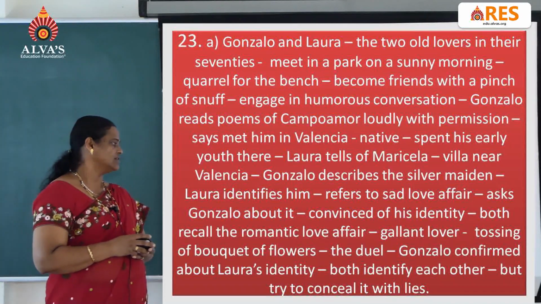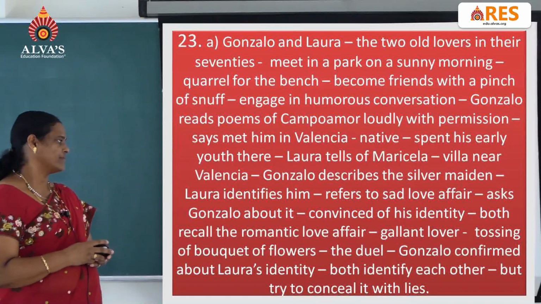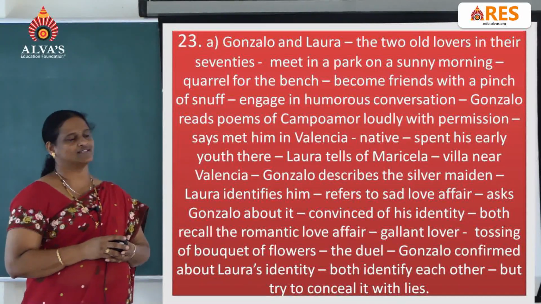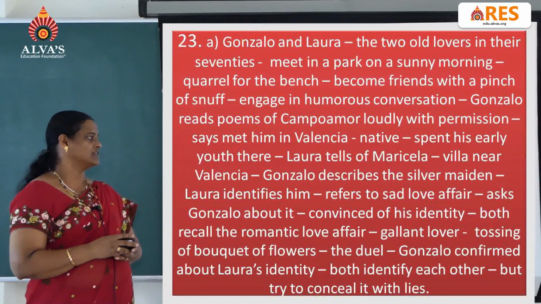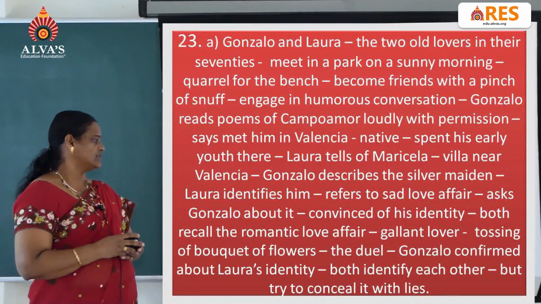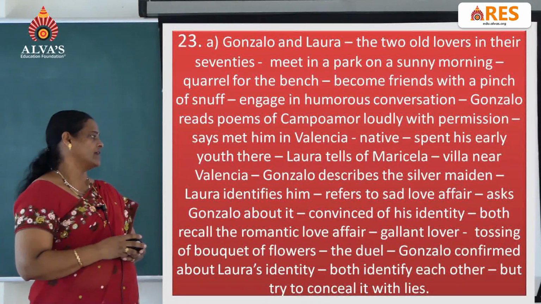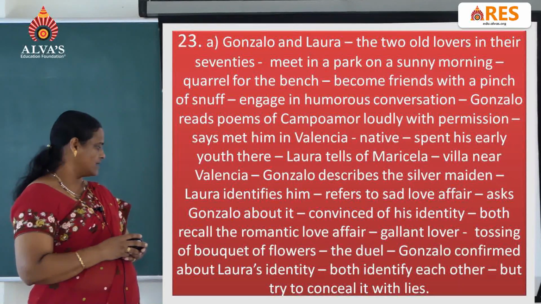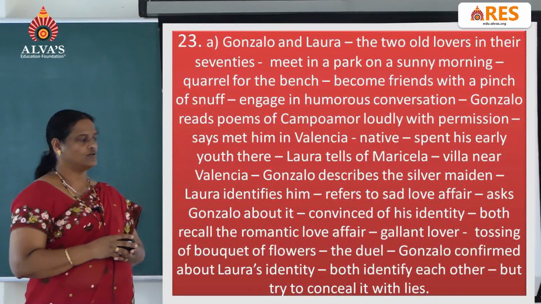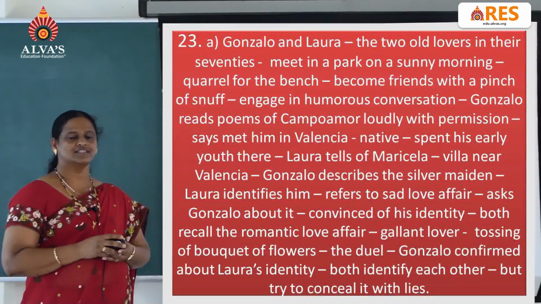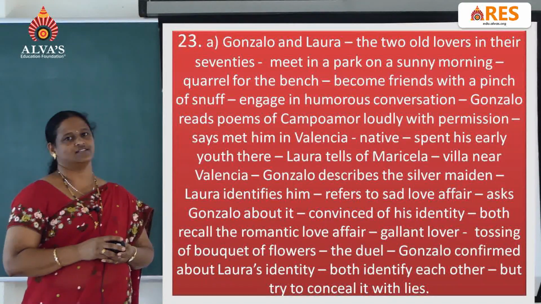Both recall the romantic love affair and the love affair of the gallant lover and the silver maiden, wherein the gallant lover used to toss a bouquet of flowers and then the jewel, and then Gonzalo is confirmed about the identity of Laura. Both of them recognize each other, but they conceal their identity with lies.